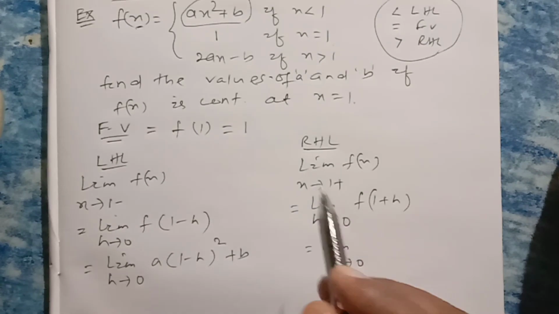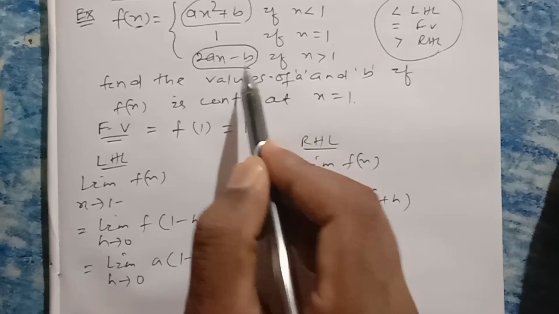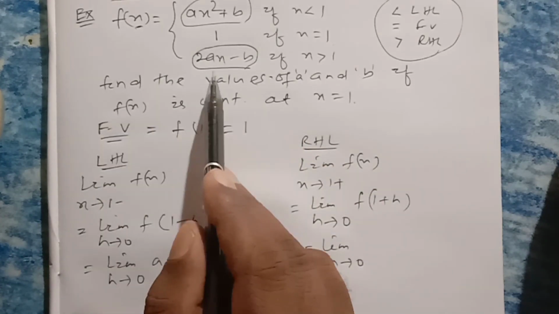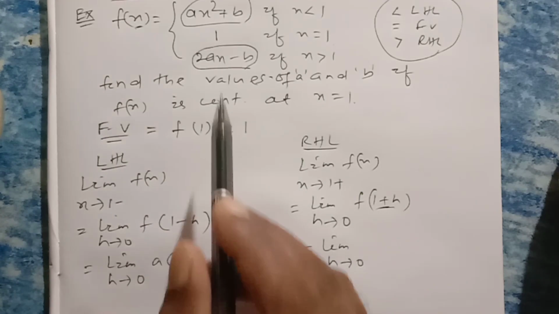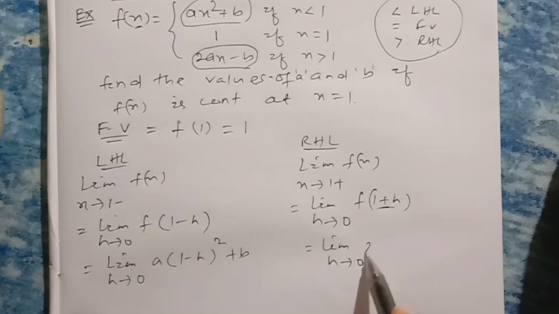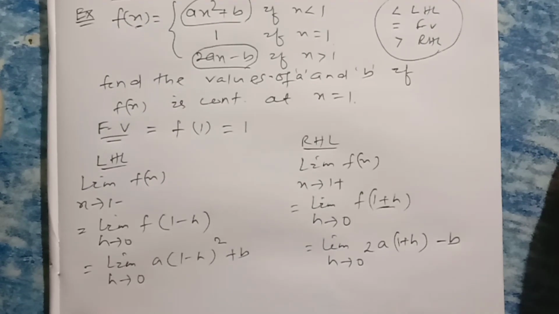मतलब राइट हैंड लिमिट, राइट हैंड लिमिट कहाँ से आएगा, जहाँ greater than है. मतलब this function will give you RHL. f of x is equal to 2ax minus b. तो f of 1 plus h मीन्स x की जगह 1 plus h पुट करेंगे. सो क्या होगा 2a whole into 1 plus h minus b.